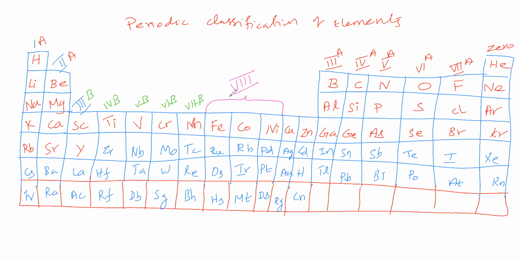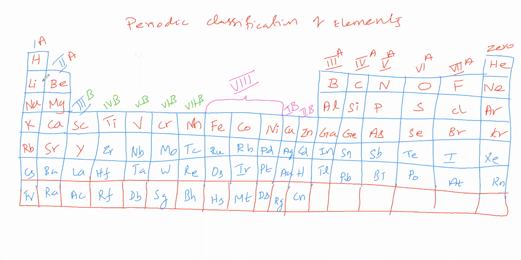What is said in Mendeleev's periodic table, in the same way it is said. Next copper family 1B, zinc family 2B.